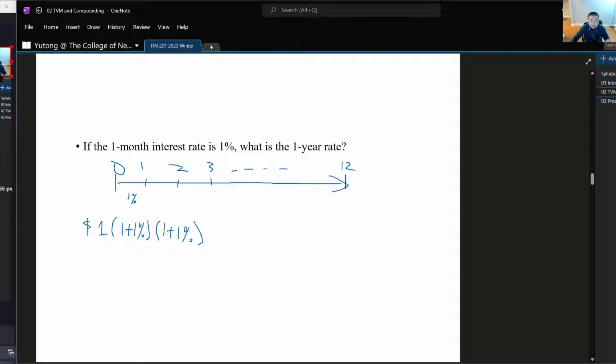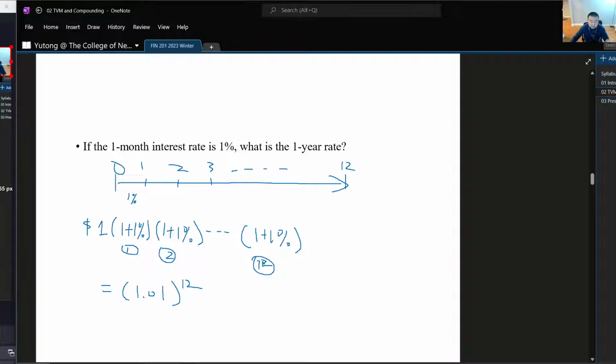So what you do is you keep going, until the last month, which is month 12, right? So this is number 1, number 2, then this is number 12. So this is equivalent to 1.01 to the power of 12. So in the end, you're going to have this much.